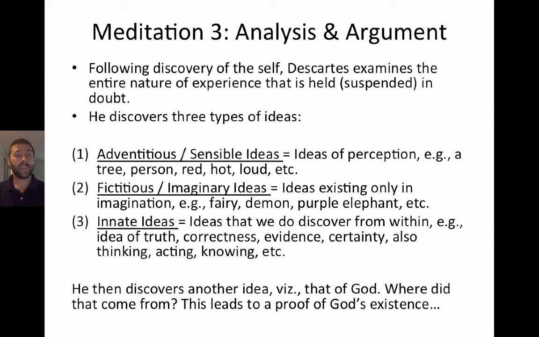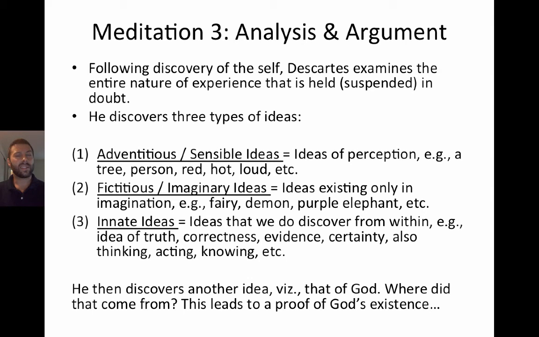He applies the method of analysis again to figure out what types of ideas we actually do have, and he discovers 3 types. And he says the first type is what he calls adventitious or sensible ideas. So some ideas I have seem to apply to things that refer to objects of sense, like a tree, a car, a house, a mountain, the sun, stars, other people, right? And so he calls these ideas sensible or adventitious ideas.